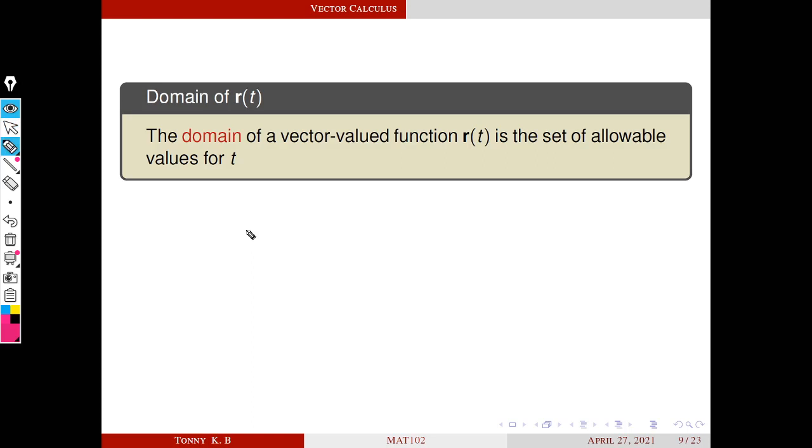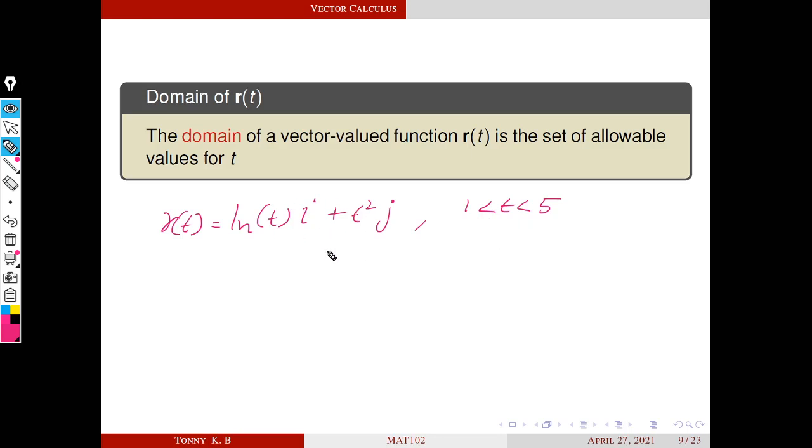For example, consider r of t equal to log t i plus t square j, and also given that 1 less than t less than 5. So in this case, the domain of this vector valued function is the open interval 1 to 5, because it is given.